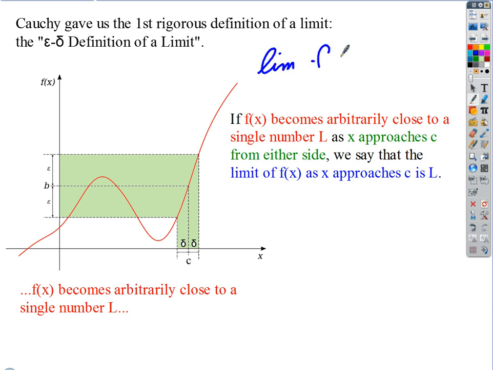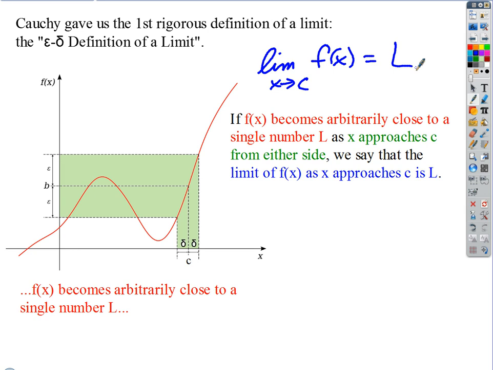The limit of some function as x approaches c equals L, and L is just some number that y is approaching, and that's how we're going to continue to write limits. And the way we say that, remember, is the limit of f of x as x approaches c is L. But we've got to attach some extra features to that definition.